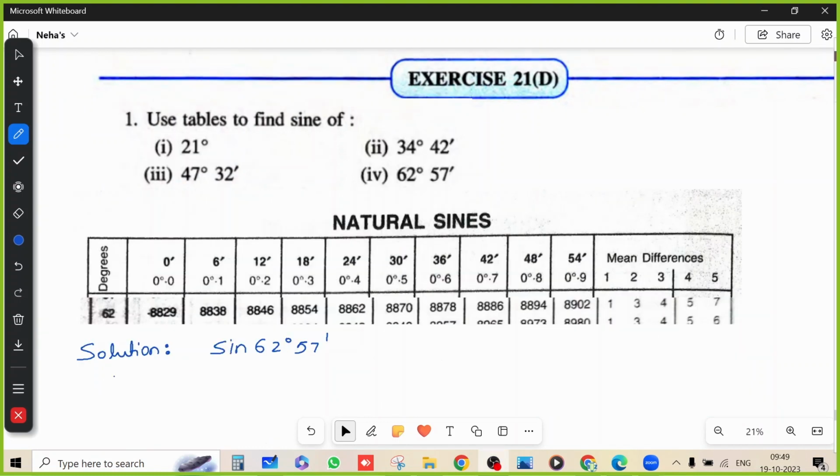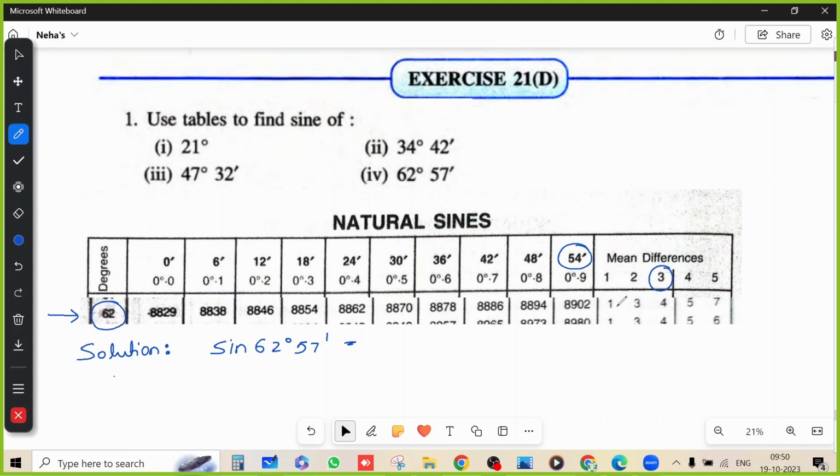The next question is to find the value of sine 62 degree 57 minute. For this we will refer to the row which has 62 degrees mentioned in the degree column. Now we will check for the value 57 minute, which is not there. So the value that we can take will be just lesser than that. That would be 54 minute in this case. Now we know that 57 minute and 54 minute have a difference of 3 minute.